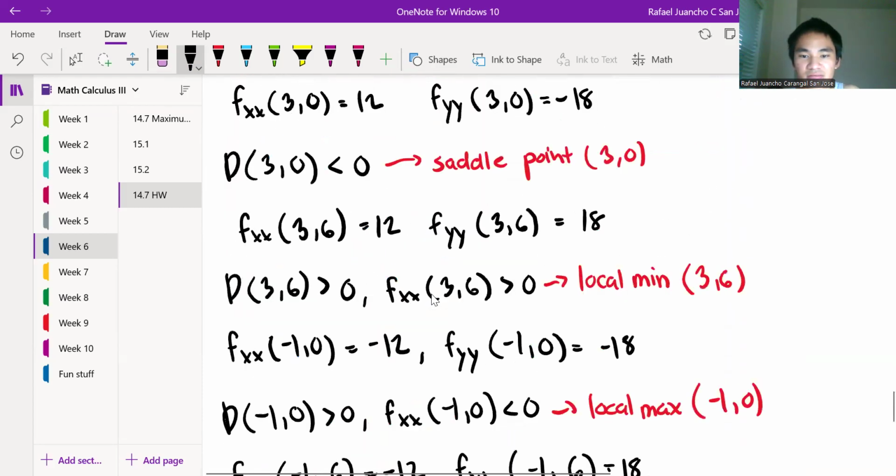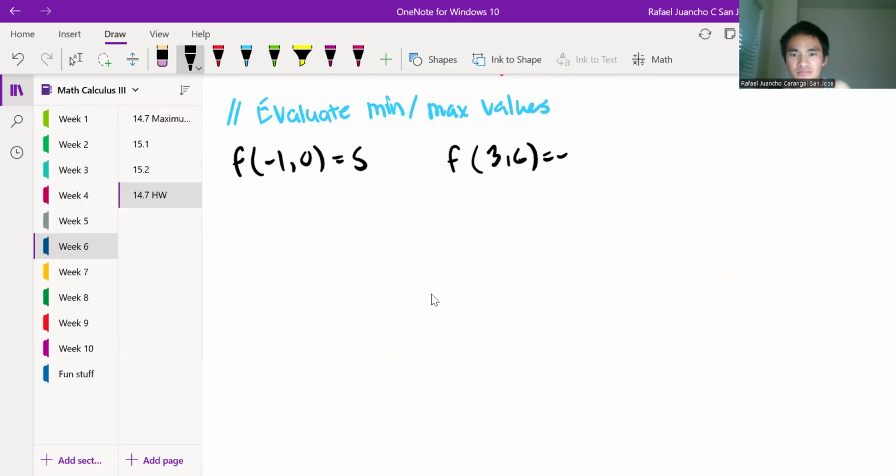I get negative 135. And then my saddle points are just there. Okay, so my local maximum is 5. My local minimum is negative 135.